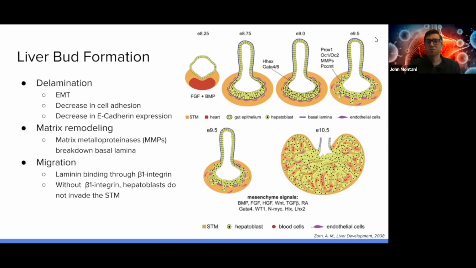For the actual migration, the surrounding laminin-rich ECM acts as a permissive factor. If the hepatoblasts are deficient for the ECM binding protein beta-1 integrin, then they are unable to migrate into the STM and the liver is underdeveloped.